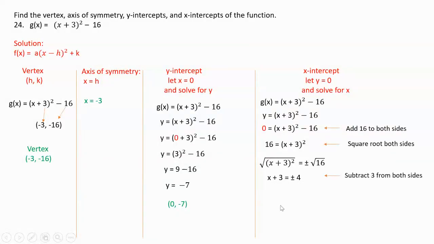And then we're going to subtract 3 from both sides. So we have x equals negative 3 plus or minus 4. So we have negative 3 plus 4 and negative 3 minus 4. So we have x equals 1 and x equals negative 7. So negative 7, 0 and 1, 0 are my x-intercepts. And if you were graphing them, all you do is plot all the points and connect them, and you have a parabola.